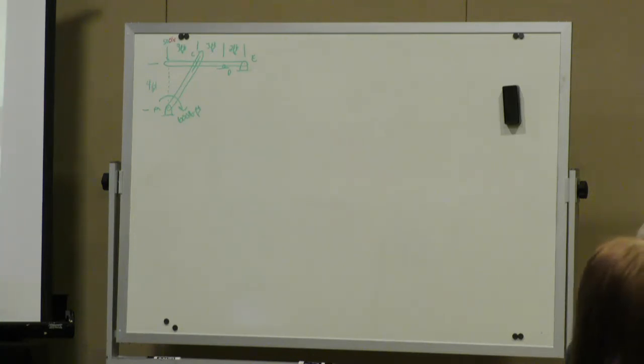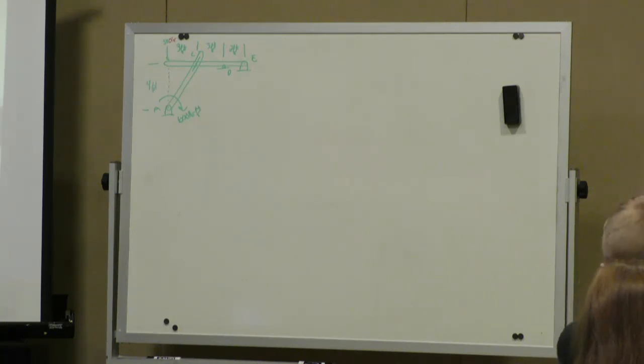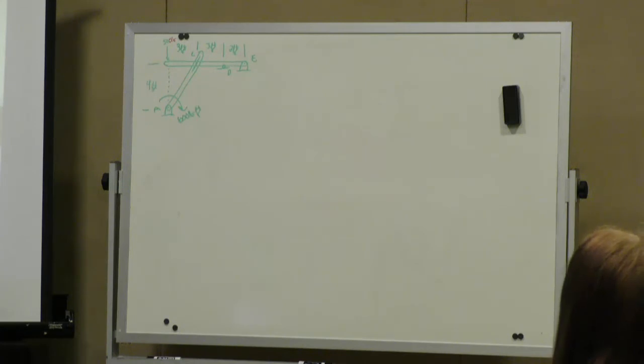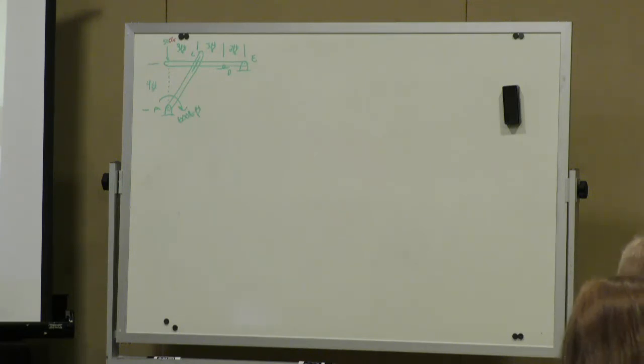What type of reactions do we have at A? So it may be hard to see. Yeah, so it's a pin connection. So we have an AX and AY. What about D? What type of support is that? Roller. Yeah, so it's DY. So it's perpendicular. So it's DY. And what about E? Yeah, it's a pin again. So EX and EY.